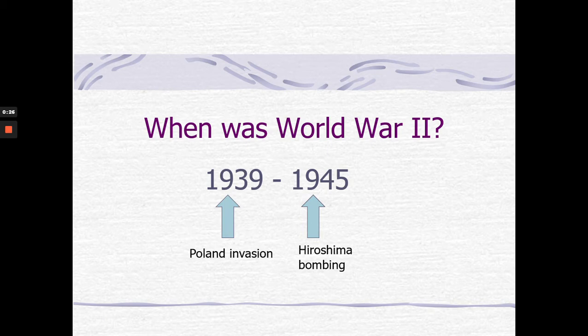First of all, memorize these dates. When was World War II? It started in 1939 with the German invasion of Poland, and it ended in the year 1945 with the bombing of the Japanese city of Hiroshima. Okay? And so remember, we're going to focus on American involvement with the EOC, but there are a few things I need to go over with you.